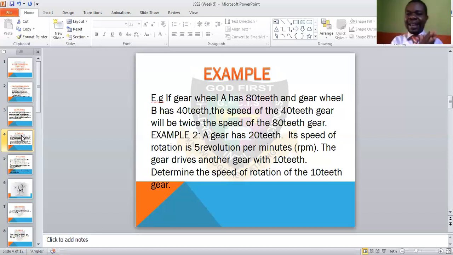Example here: a gear has 20 teeth. Its speed of rotation is 5 RPM. We have said that is revolution per minute. Then the gear drives another gear with 10 teeth.